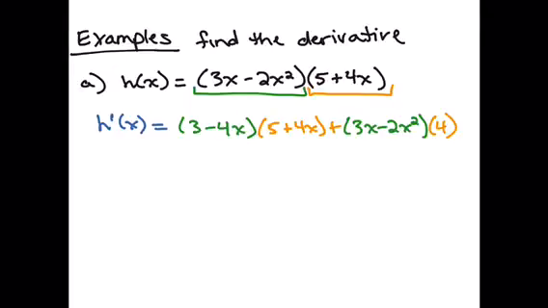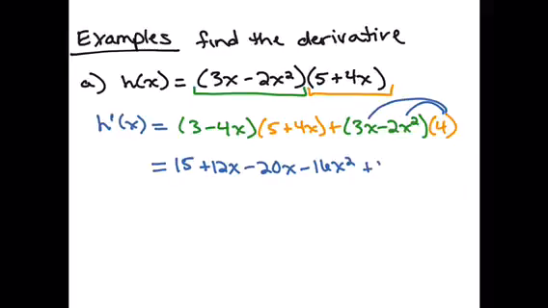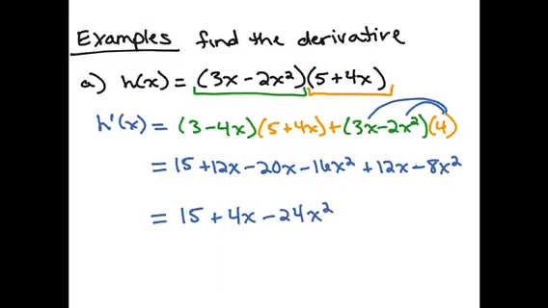And then we need to distribute this so that we can find like terms and simplify the function. So when we do that, I'm going to get 15 plus 12x minus 20x minus 16x squared, and then I'm going to get plus 12x minus 8x squared. And when we combine like terms, we get 15 plus 4x minus 24x squared.